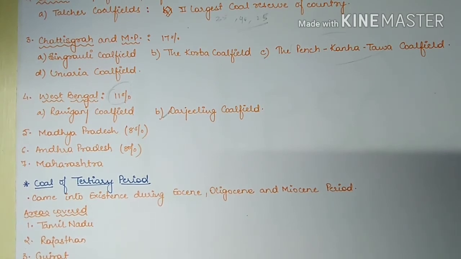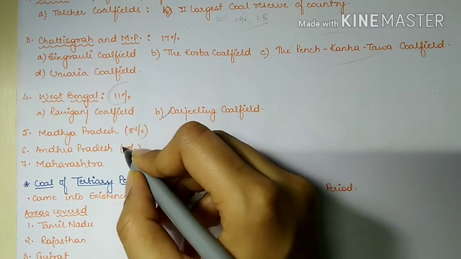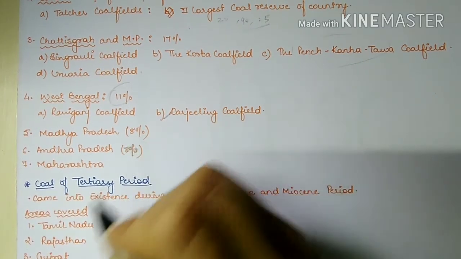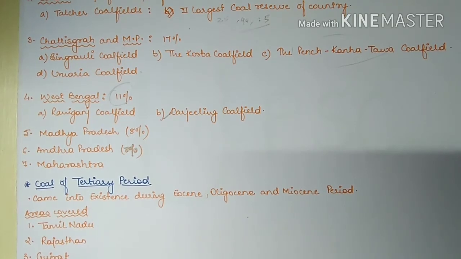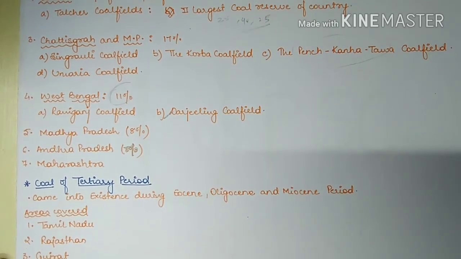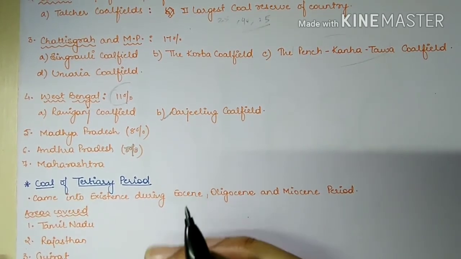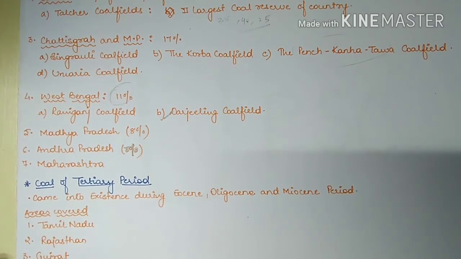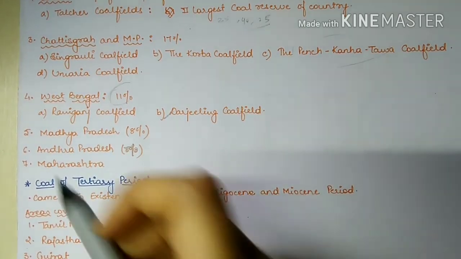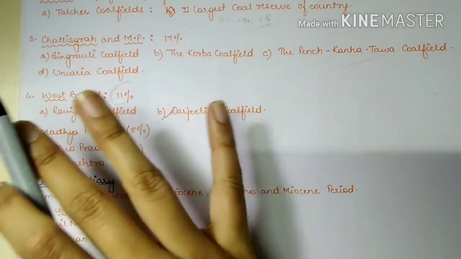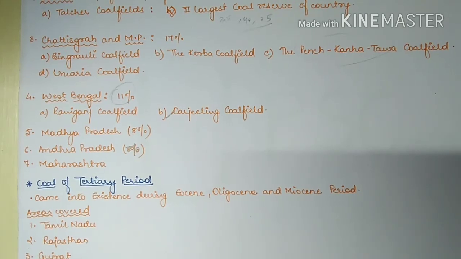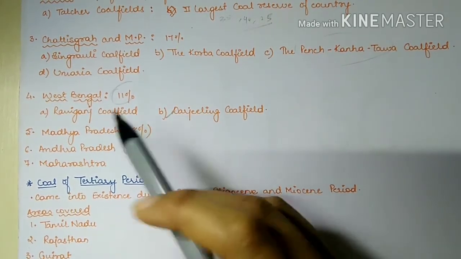The next is Andhra Pradesh. It accounts for 7%. Sorry, it's not 8%, it's 7% of coal reserves in India. The main coal deposits are found in the Godavari Valley, and the coal present here is of good quality. Lastly, we have Maharashtra. The main coal deposit of Maharashtra lies in the Wardha Valley, and it stretches over to Nagpur. Okay. So these were the coal fields of the Gondwana period.